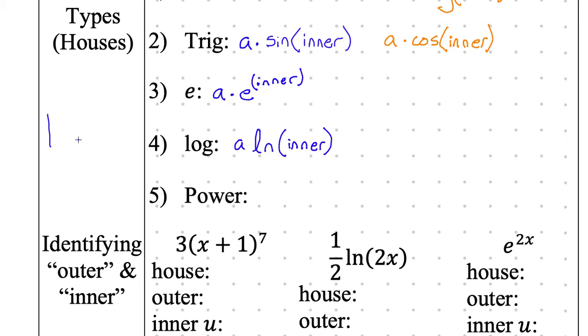Good question. All right, so moving on from here. Powerhouse. This is probably the most common house that you'll ever see. It's some coefficient out front, and then you have your inner to some power. We don't know what that power is. I'm just going to call it n.